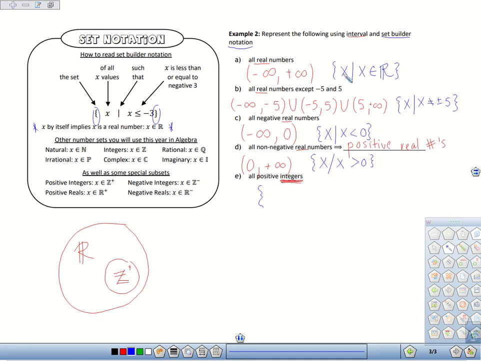So remember, this implies x such that, and it always implies real numbers. So we have to change that. We have to say x in the positive integer set such that x is greater than 0. So we have to imply that we're now referring to positive integers.